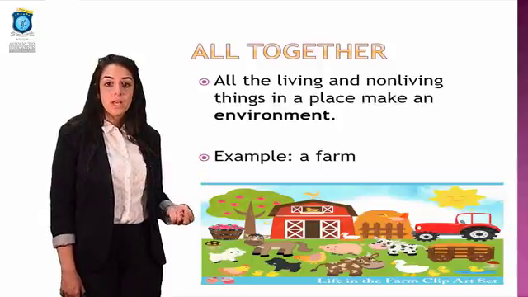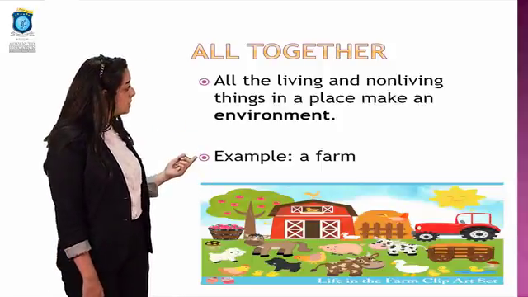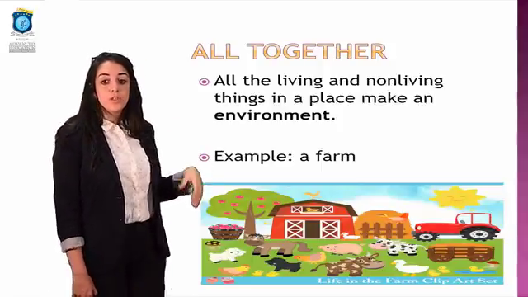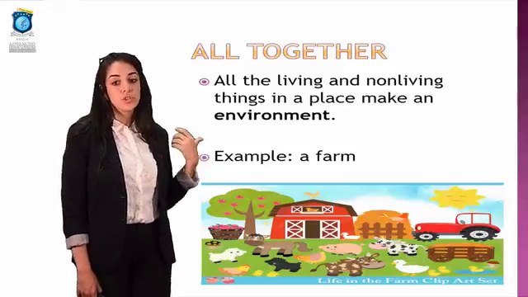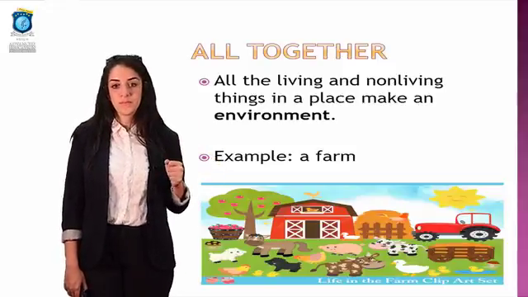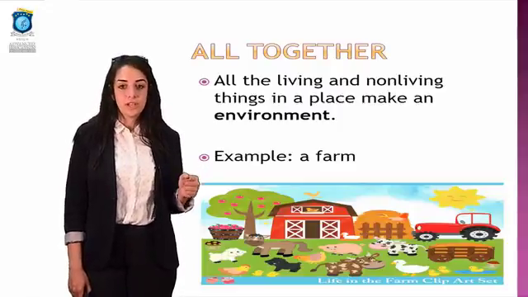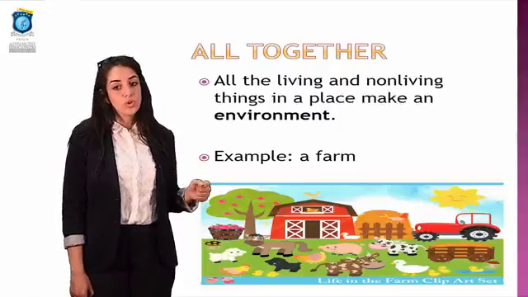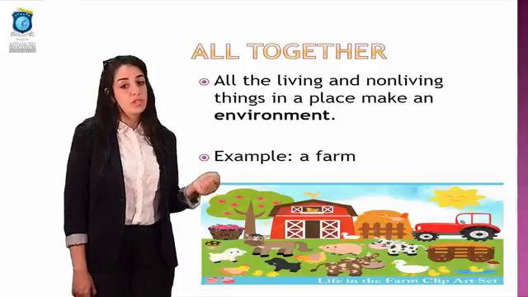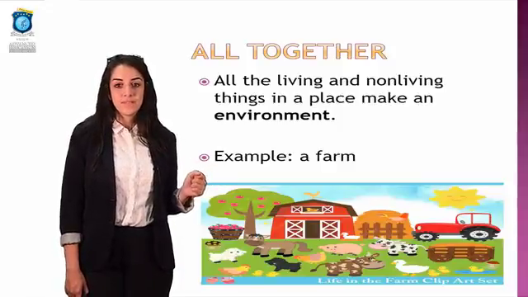Another example is a farm. As you can see in this picture, there's a farm. You can see a car. A car is considered what? Think with me. Yes, it is considered a non-living thing. You can see also animals. Animals are living or non-living?